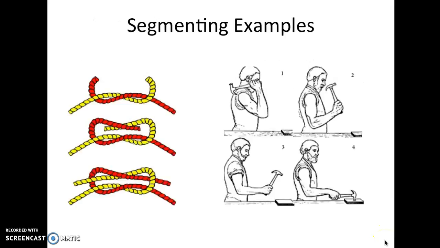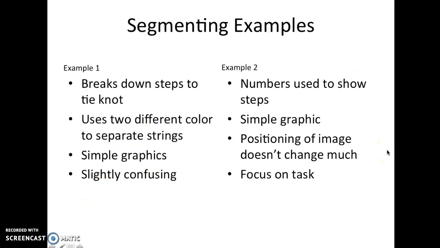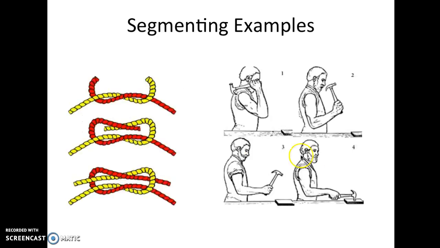Okay, so these are my two examples. One is tying a knot, and the other is just using a hammer, basically. The first one breaks down the steps to tie a knot. It uses two different colors to separate the string. Simple graphics, but I say it's slightly confusing. Let me go back and explain why I think this.